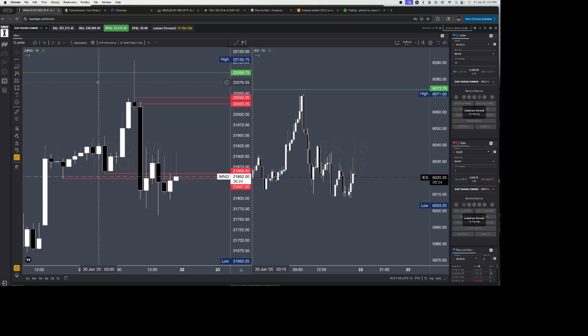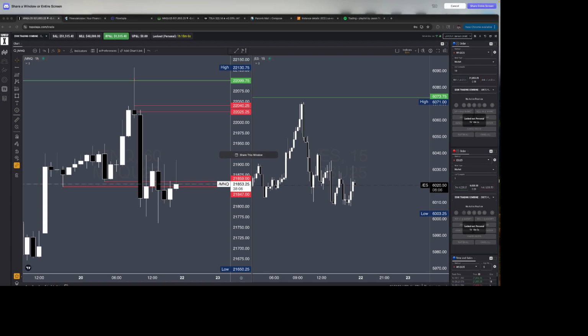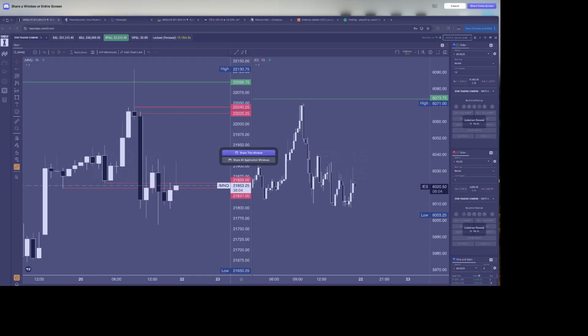But one of the things too that you guys need to understand is time frame alignment. So let me switch my screen here, and we'll go over some time frame alignment stuff.